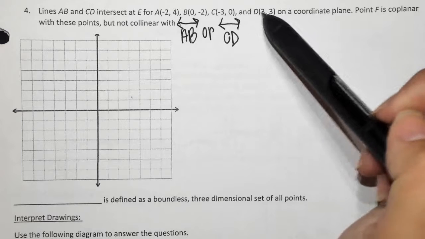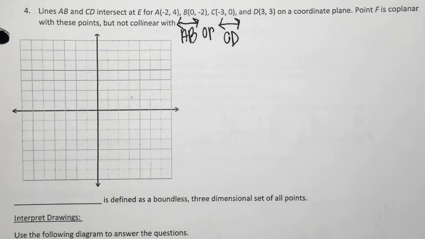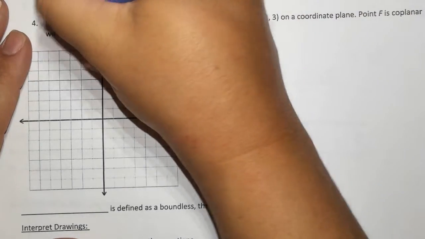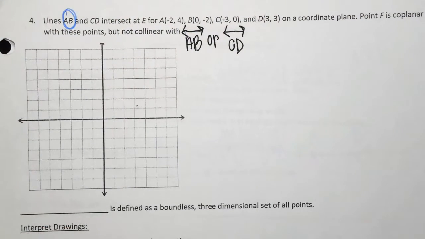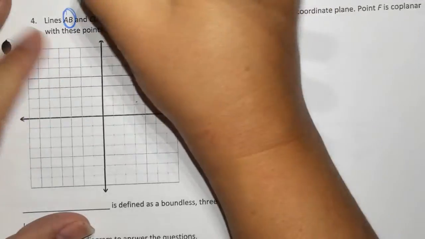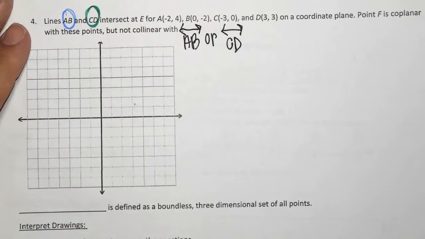Okay, well here's all these points. Let's go ahead and plot these points. I'm going to do it in 2 different colors. So I'm going to put line AB in one color. And I'm going to put line CD in another color. You don't have to. I'm just a color person.